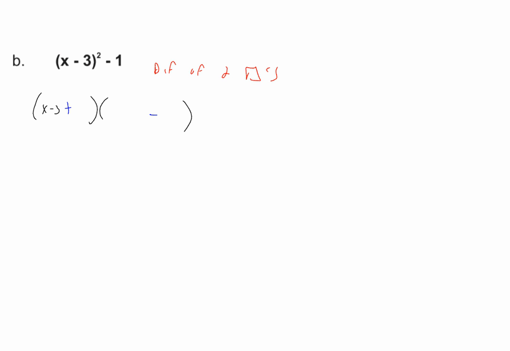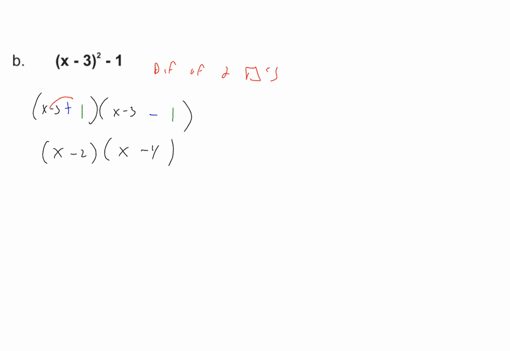X minus 3. What goes in the back of each? Say it if you know it. 1, right? Square root of 1 is 1. Can we simplify this one? Can you add a negative 3 and a positive 1? Yeah. Negative 3 plus 1 is a negative 2. This thing simplifies. Can you add a negative 3 and a negative 1? Yeah, that's a negative 4.